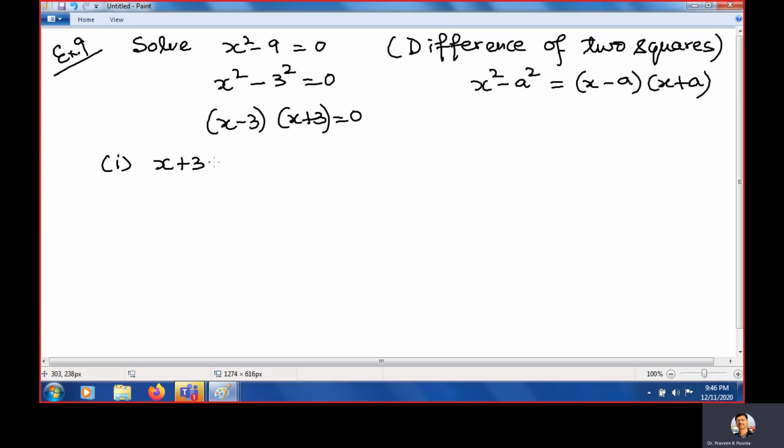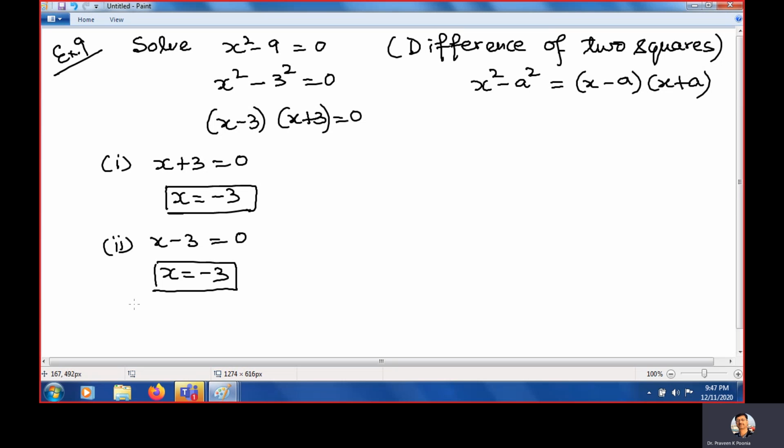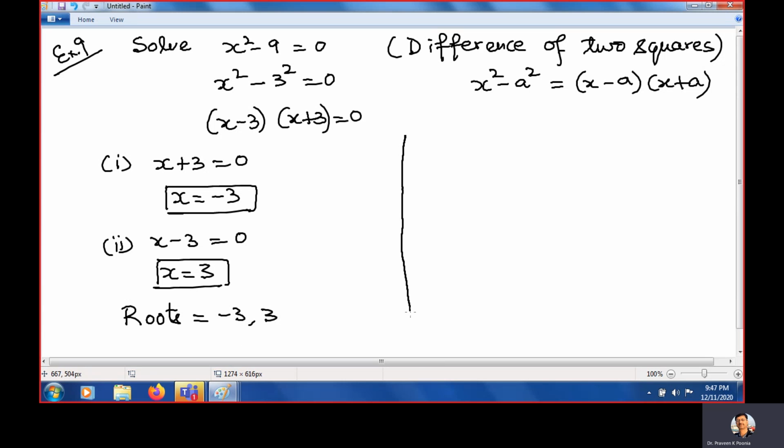Put the first factor equal to 0, so x is equal to minus 3. This is the first factor. And the second one is x minus 3 is equal to 0, so x is equal to 3. Oh, sorry, here I was a little wrong. This is plus 3, it is not minus 3. So these are the two roots. What are the roots? You can write minus 3 and 3. There is another technique to solve this question.